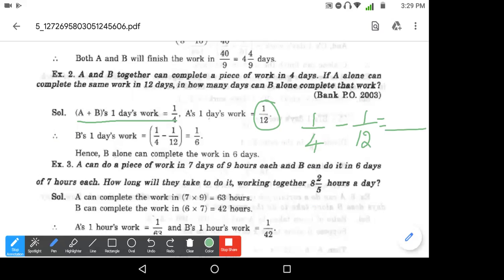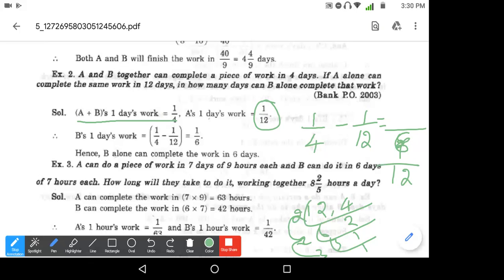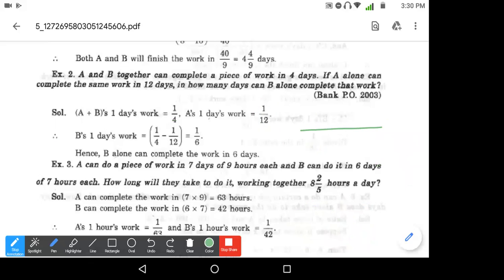Okay, now you can find the LCM here. 12 and 4. 2 6s are 12, 2 2s are 4, 4 3s are 12. You can take this as 12. So 4 3s are 12, so 3 minus 1, which is 2 by 12. The LCM will be 12, and then 3 minus 1, which is 2 by 12. So 2 ones are 2, 2 sixes are 12. 1 by 6 will be B's 1 day's work.